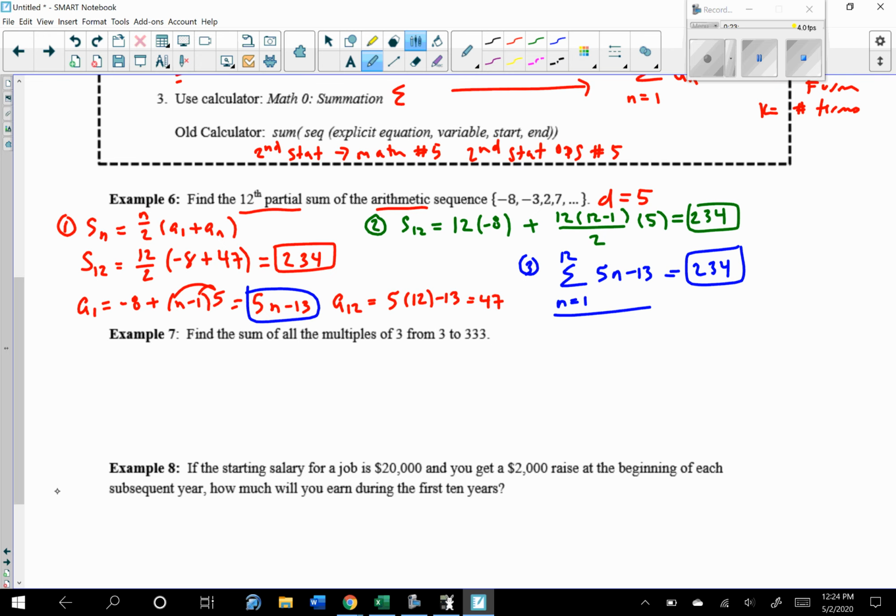So here I would pause the video and do example 7 and 8 on your own, and then go ahead and unpause it when you're done and we can check our work. So for example 7, it says find the sum of all the multiples of 3 from 3 to 333.